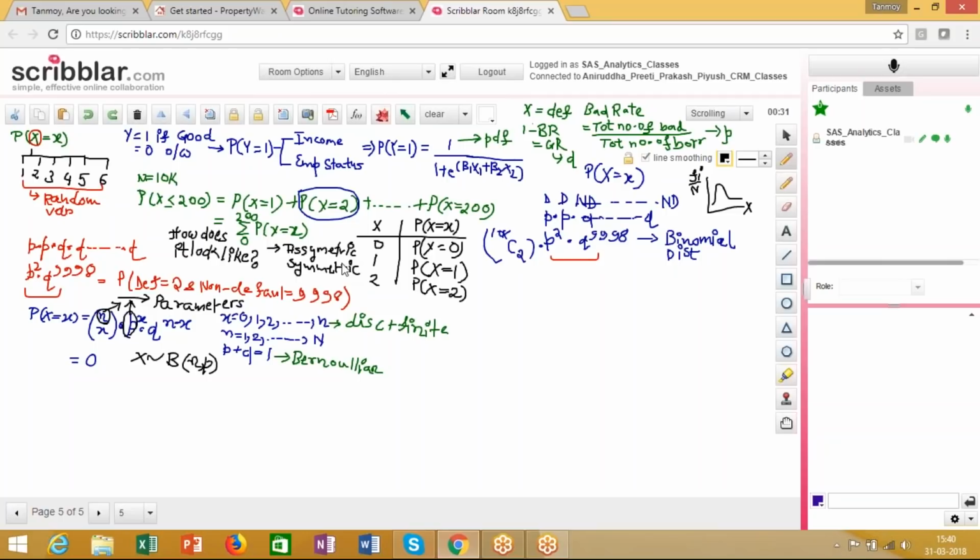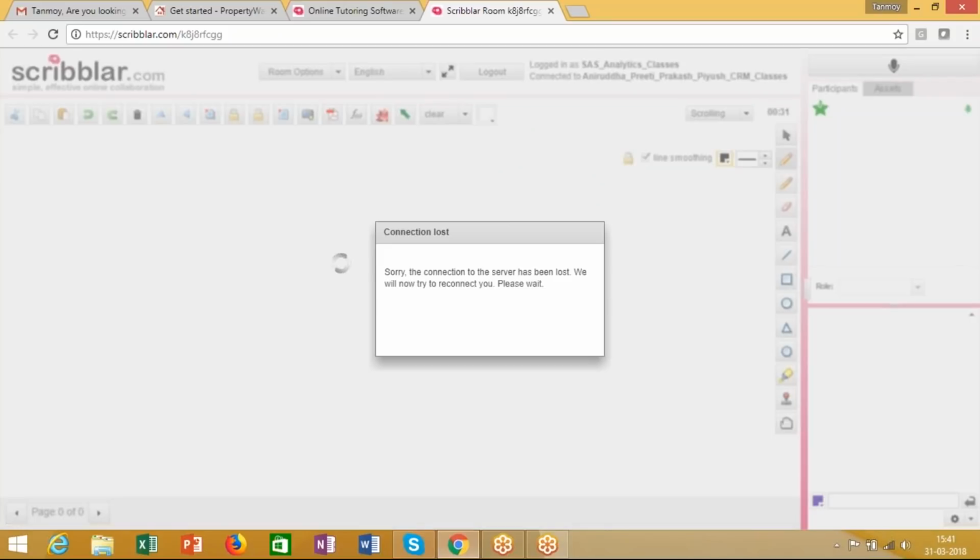So today I'll stop here, and we'll take it up from this point tomorrow. Tomorrow we'll talk about the important moments of the binomial distribution. From there we'll move into the Poisson and then the normal distribution. So tomorrow's class we'll be completing this probability distribution part.